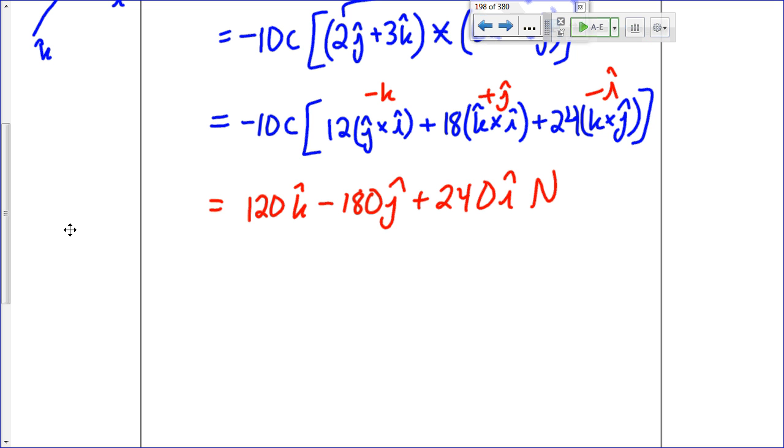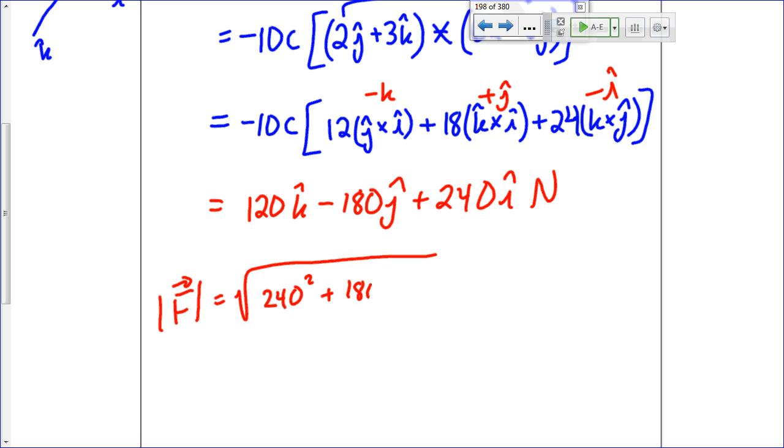It's basically you just add another squared term. So if I wanted to know the magnitude of this force vector, it would just be the square root. I'll write it in IJK of 240 squared plus 180 squared plus 120 squared. Okay, so that's the magnitude.